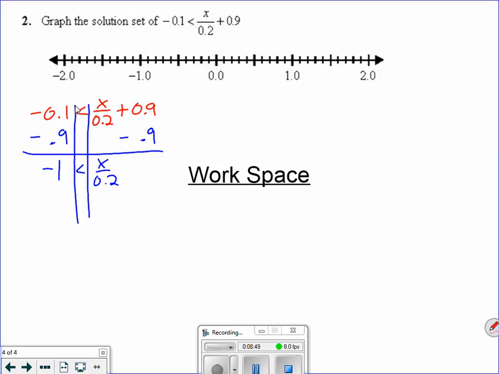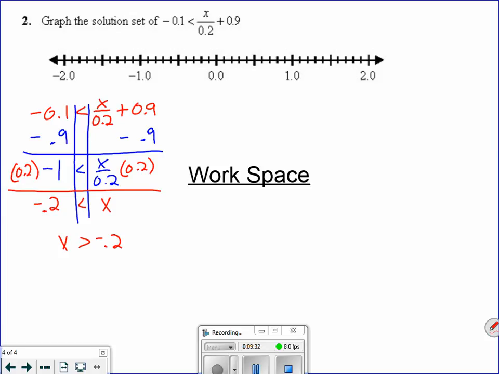Last step here is, it's x divided by 0.2, so to get rid of the division, I multiply by 0.2 on both sides. When we do that, if I take 0.2 times negative 1, I'm going to get negative 0.2. It's going to be less than, and all we're going to have left here is the x. Now again, I want to keep my x on the left side, so I'm going to switch this one around. Instead of negative 0.2 less than x, I'm going to make it x greater than negative 0.2.